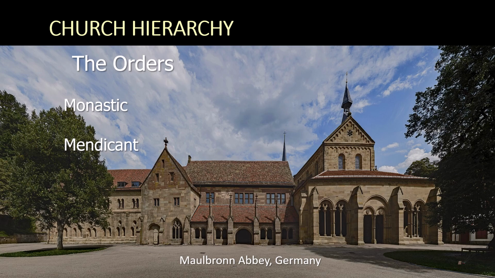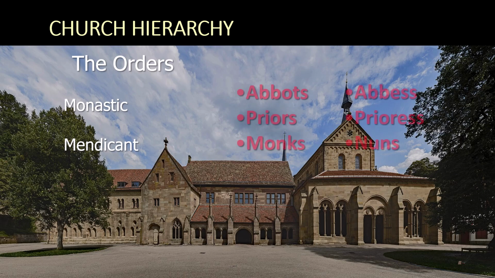In addition to members mentioned in the list under church hierarchy, there were also two important types of orders. These were the monastic order and the mendicant order. The monastic orders were based around monasteries. Larger monasteries with more members were called abbeys. The heads of the abbeys were called abbots, or in the case of a nunnery, an abbess. Smaller monasteries were called priories, and their heads were known as a prior, and the female head as a prioress.